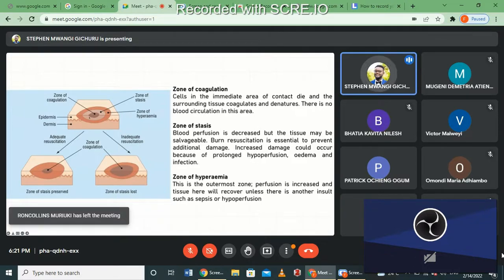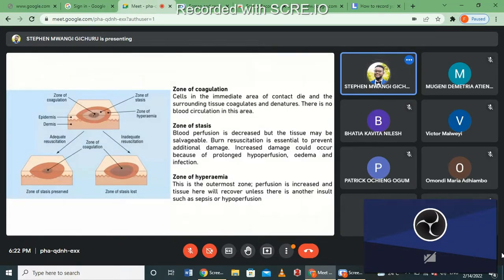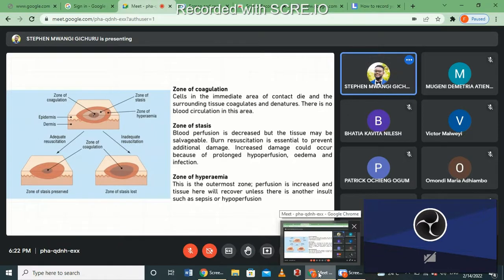In the zone of coagulation over here, it's not the surrounding tissue, so this was even an error. The cells at the direct point of contact are denatured and they burn, they basically are killed off. So that point is death. There's no blood supply in that particular area. In the zone of stasis, it's like an intermediate zone, the purgatory of the burn. At this point, the blood perfusion is very low or negligible.